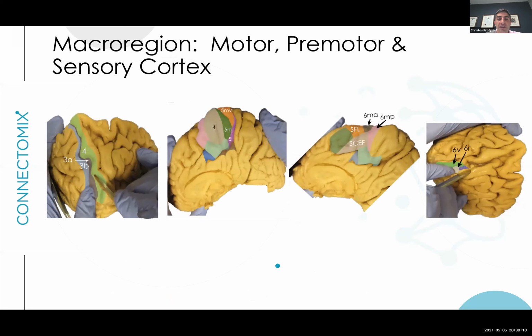All right, so I'm going to end the talk with the motor and the premotor and the sensory cortex areas. Thankfully, I think some of these parcellations will be more known to many of you. If we're going to break this into subregions, we're going to look at the primary motor and sensory area, the paracentral lobule, the supplementary motor area, and then the premotor area.